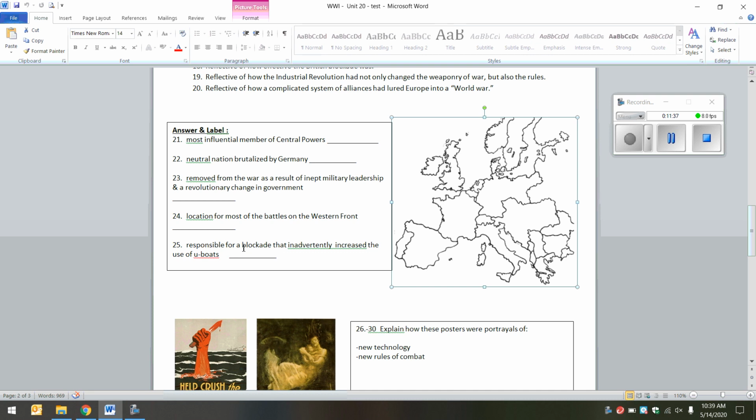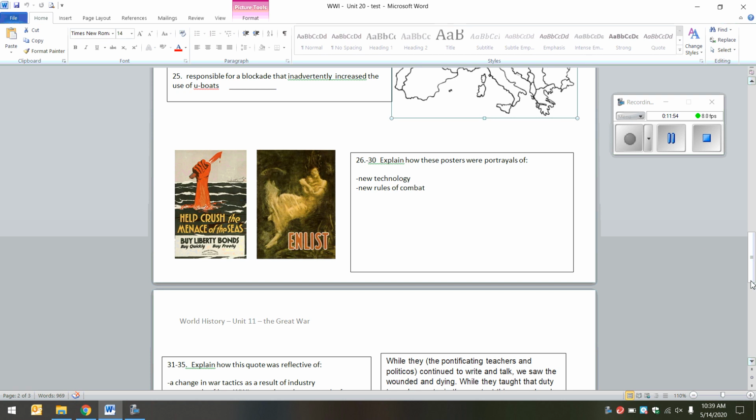They are responsible for the blockade that increased the use of U-boats. Well, the British, England is an island, were the ones that caused the Germans to use U-boats. Okay. Had a lot of good answers here for 26 to 30.